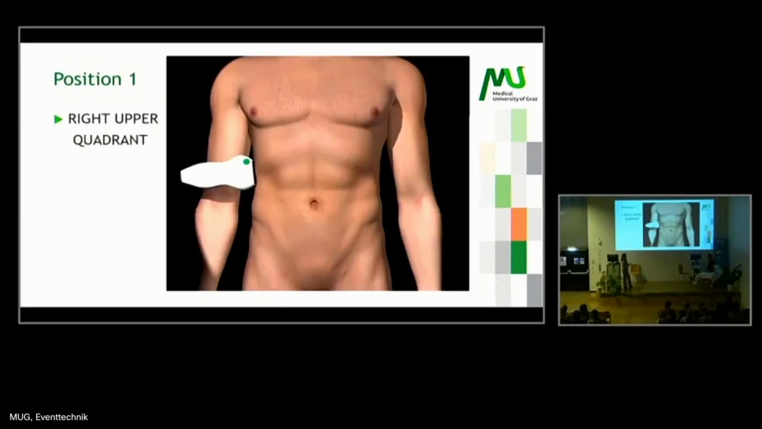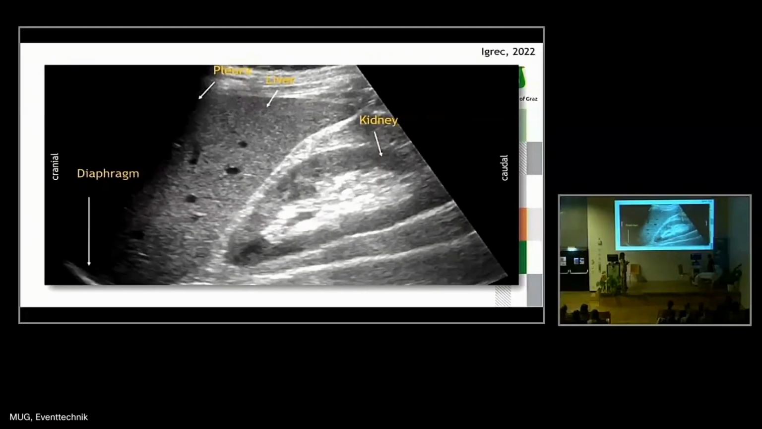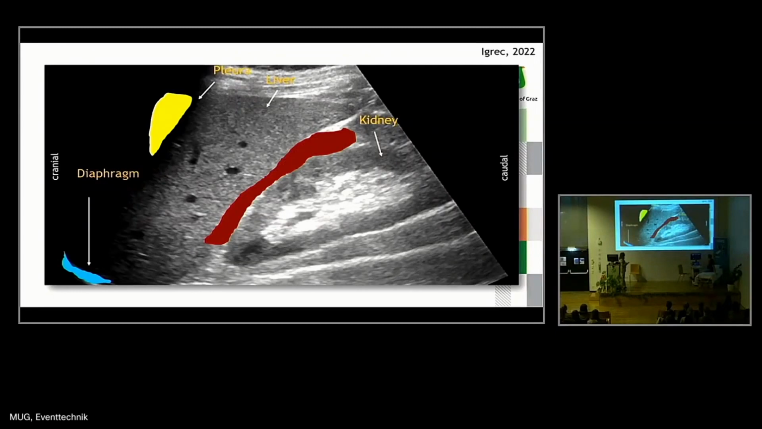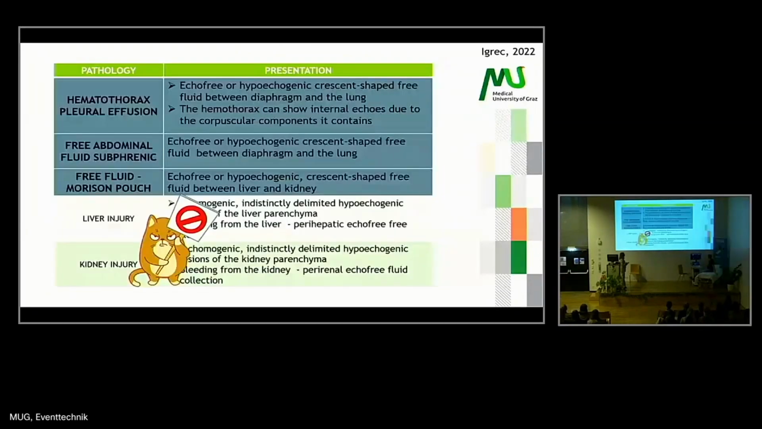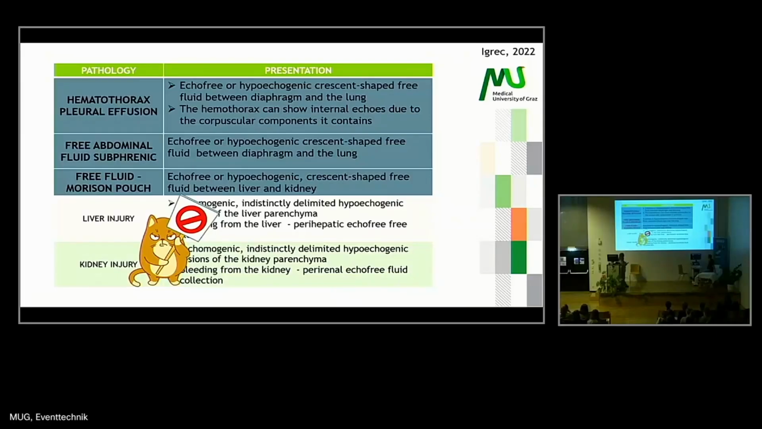First position, right upper quadrant. So it is here. So what do we see? We see our liver, we see the kidney, we see the lung, so artifacts of the lung. Here is the vertebra. And here, this fatty tissue shows us the Morrison space. We are going to look at the subphrenic space, whether there is fluid, and Morrison pouch also.